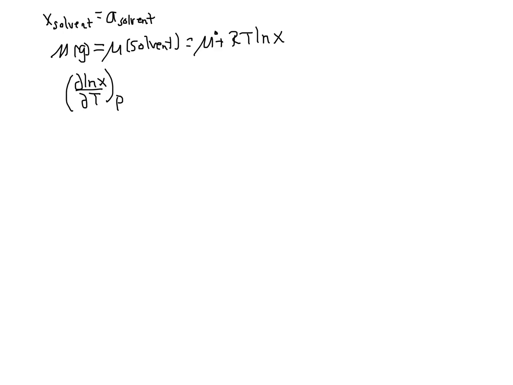So to find this derivative, I need to solve my equation for the chemical potential for the natural log of the mole fraction. When I do this, the natural log of the mole fraction of the solvent in solution is equal to 1 over R times the chemical potential in the gas phase divided by temperature minus the chemical potential of the pure solvent divided by temperature.